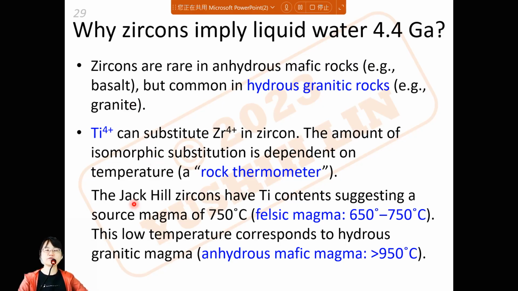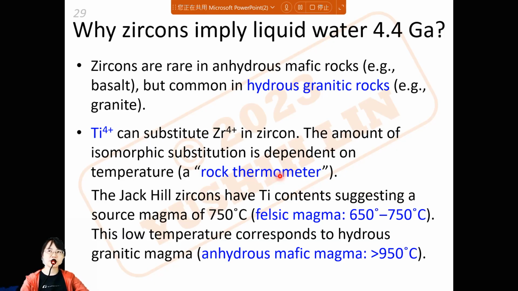And here we have another geochemical evidence that supports that the zircon found in the Jack Hills Formation is from granite. Zircon has a charge of 4+. Therefore, titanium can substitute for zircon. Please recall isomorphic substitution. The amount of isomorphic substitution is dependent on temperature. It is a rock thermometer.